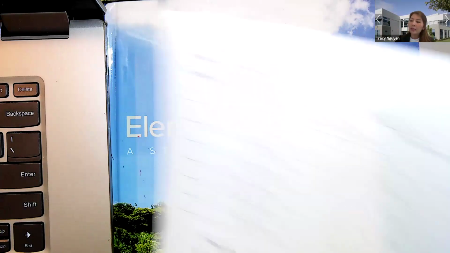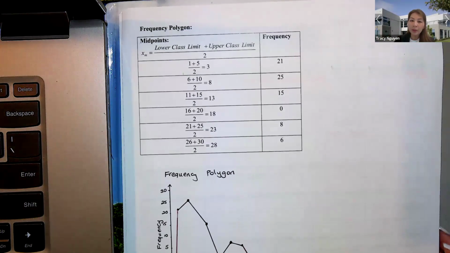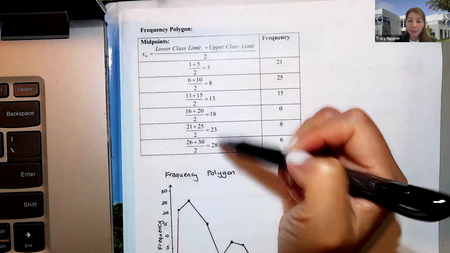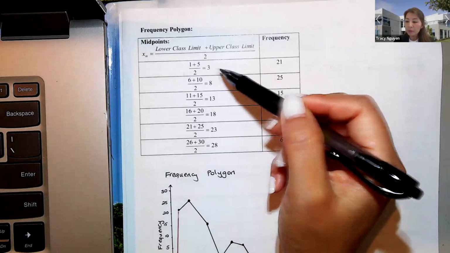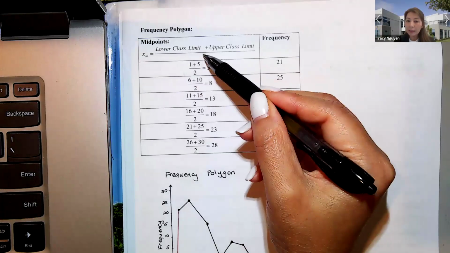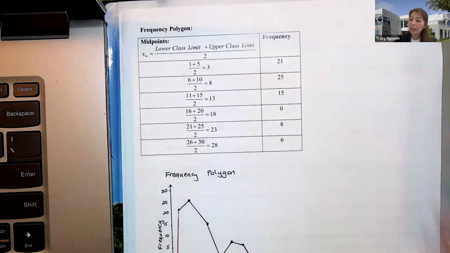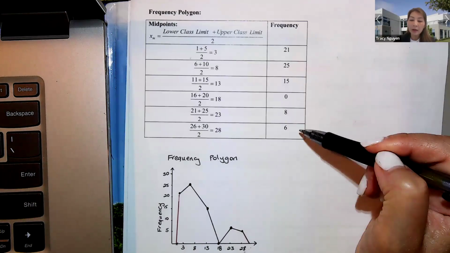Next, we're going to do a frequency polygon. For the frequency polygon, we need the midpoints, which you know how to compute by taking the lower class limit, adding it to the upper class limit, and dividing by 2. Then we also need the frequency column.